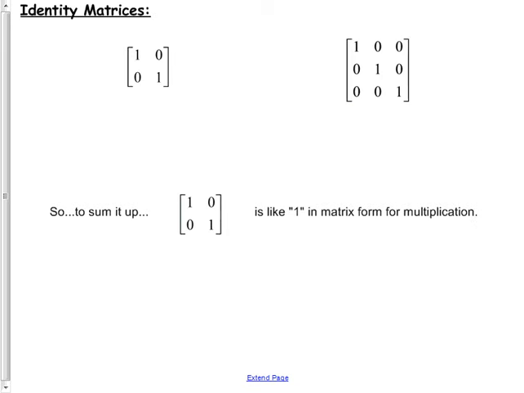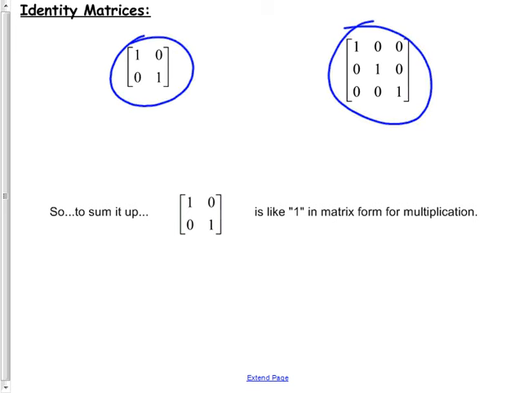Okay, so this is the identity matrix. Remember how identities are kind of important? The word identity, as in it'll allow the matrix to keep its identity if you multiply by this thing. Why is the other one bigger? That's what you'd use for a what? 3 by 3. Very good. So to sum it up, that is kind of like 1 in matrix form. If you multiply by it, it's like multiplying by 1. It just keeps the matrix the same.